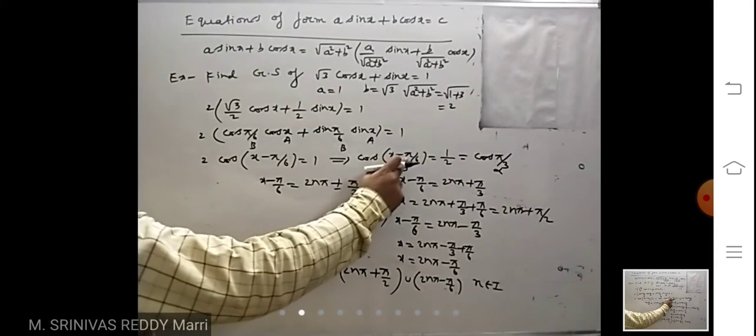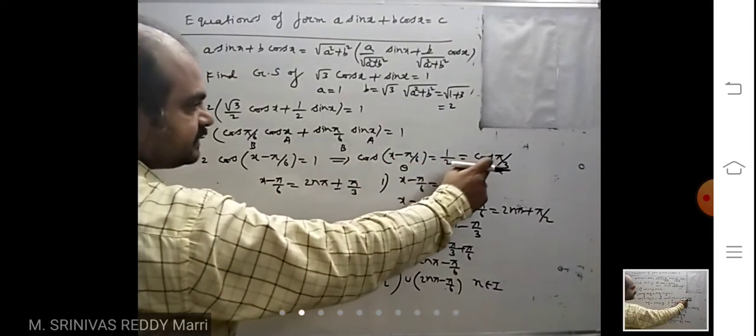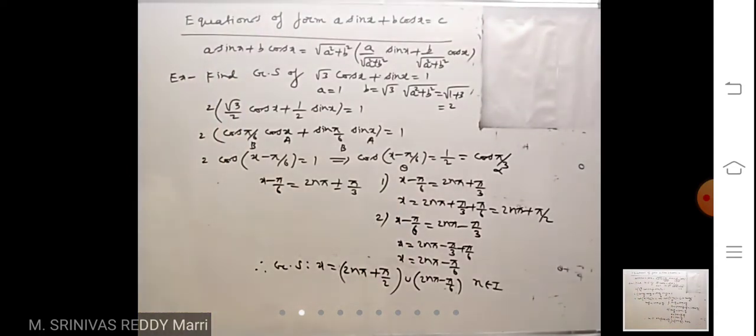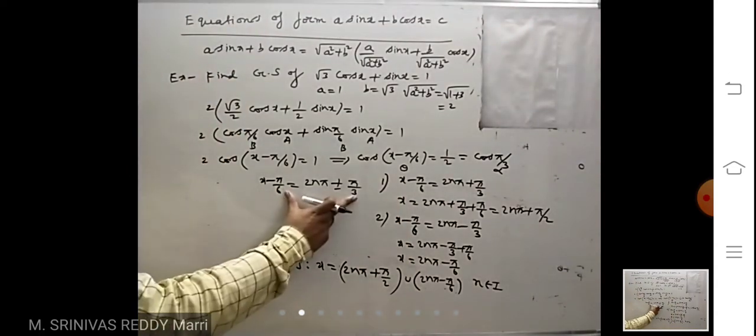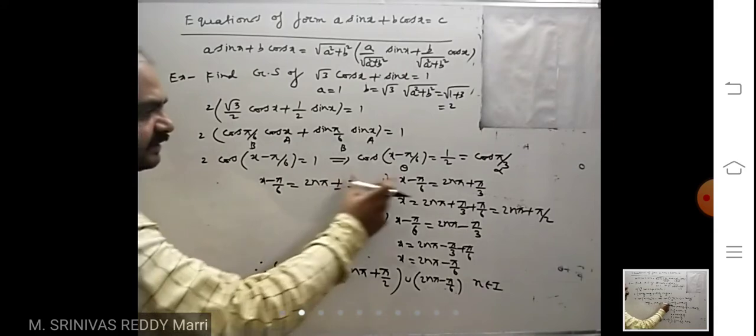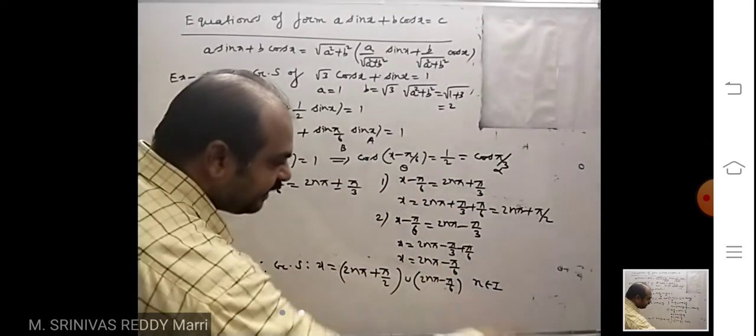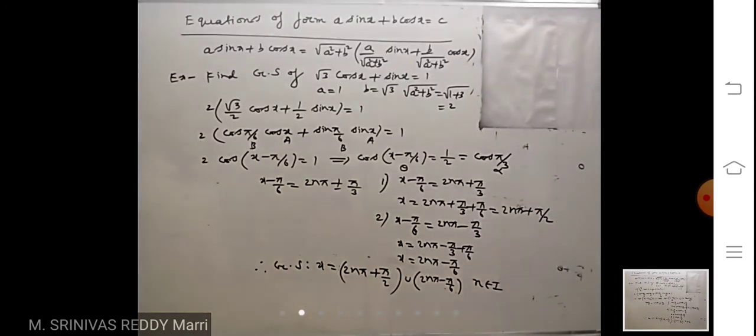So now cos equal to 1 by 2, this is cos pi by 3. The required formula is cos theta equal to cos alpha. Theta is nothing but 2n pi plus or minus alpha. Plus you take and you will get x. Minus you take and you will get x. Union of both will be your general solution. Like that, this model.